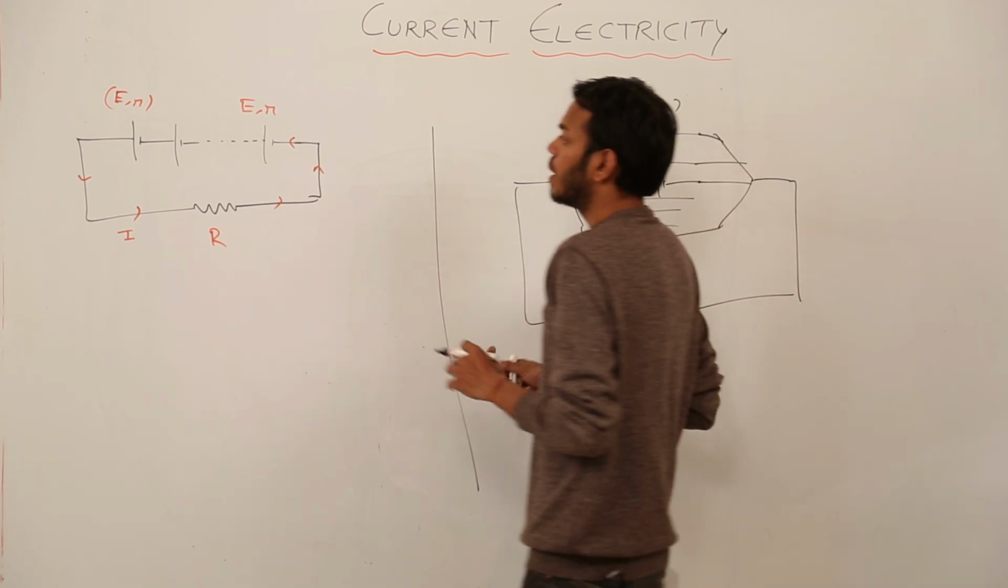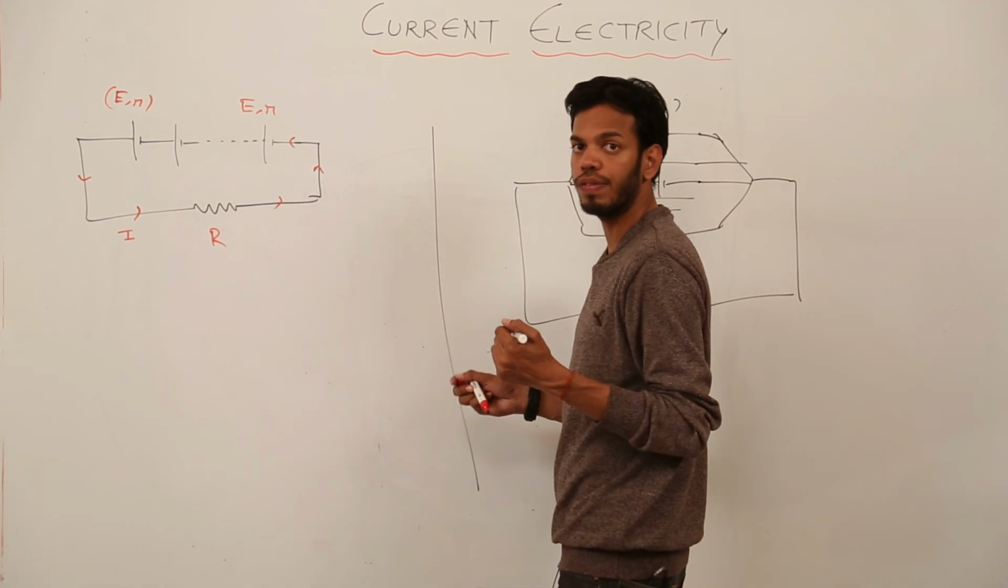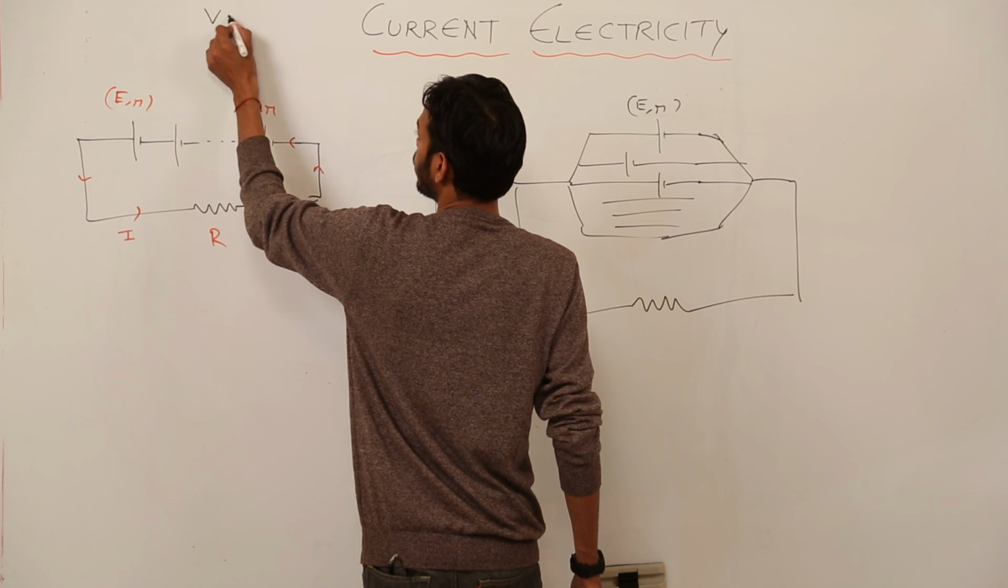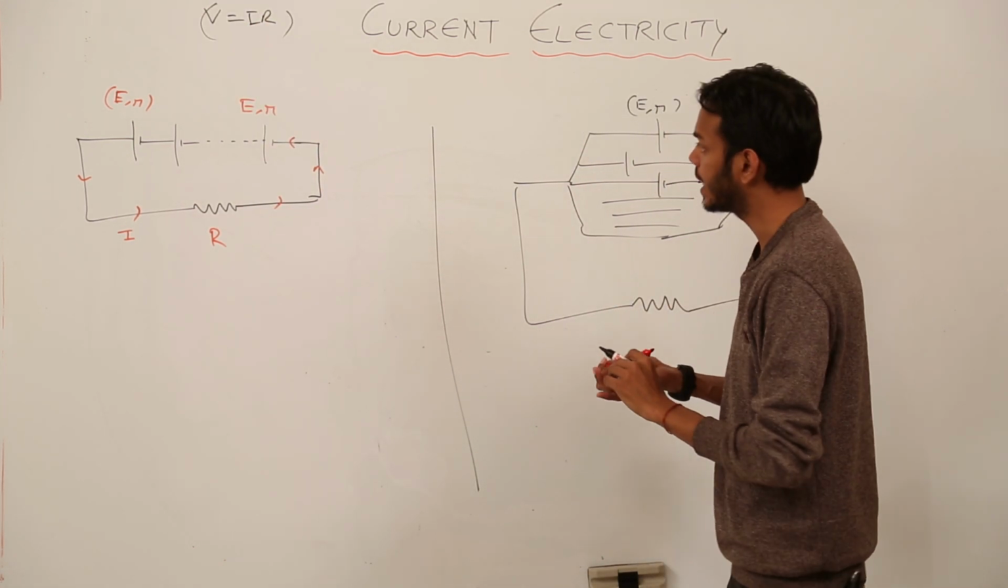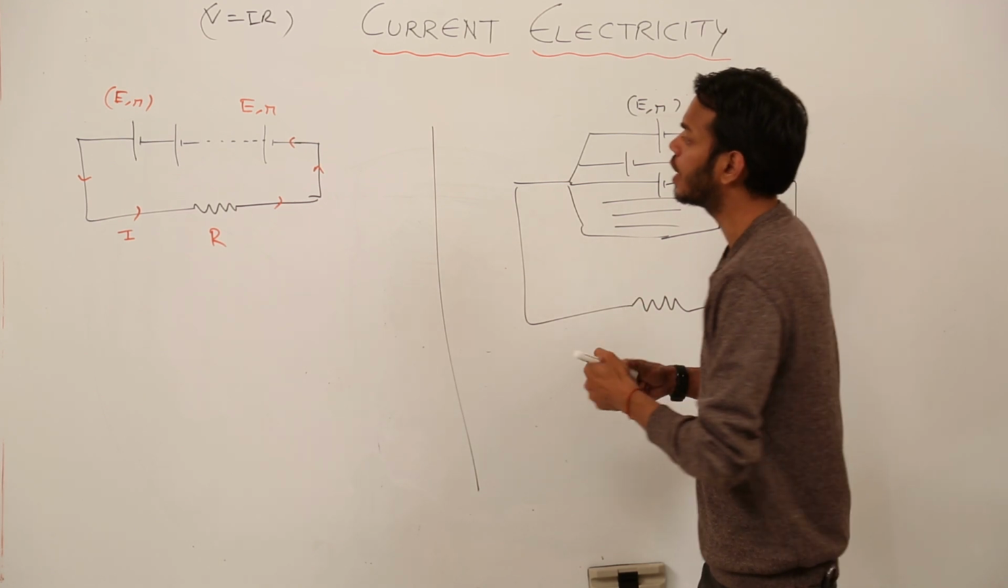Alright. How do we find the current? We know the universal formula of Ohm's law, which is E equals IR. Right. First, let's sort out this one.